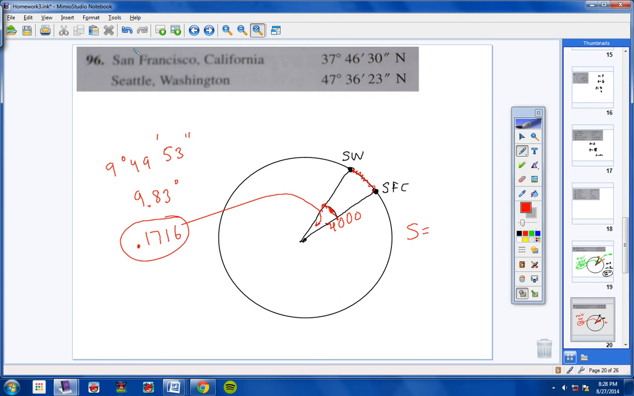S equals, and it's not S equals, is it? Hold on one second. Theta equals S over R. So theta equals 0.1716, S over 4,000. If you multiply both sides by 4,000, you will come up with 686.4 miles equals S. Okay, so 686.4 miles.